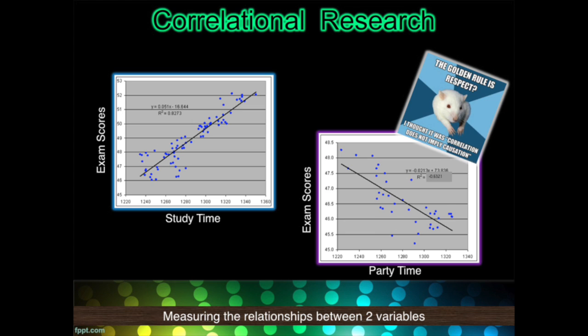And then the next type of descriptive research is correlational research. And so this is a little bit of statistics.